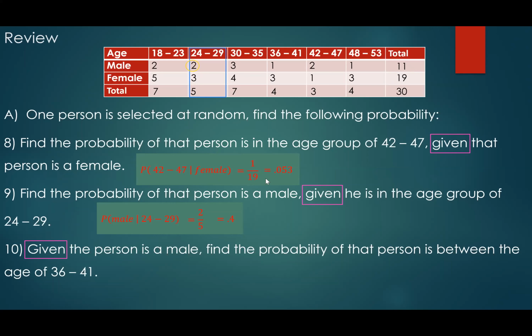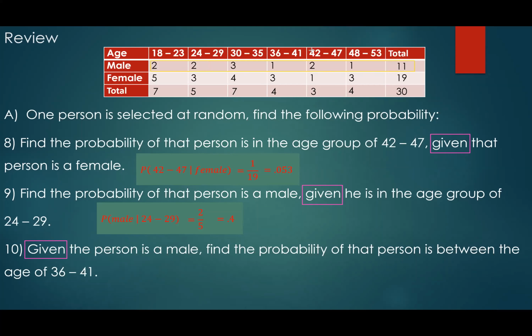So if you look at number 10, again, what follows the word given? What is given to us here, or what condition do we need to worry about first? Hopefully you say, well, given the person is a male. Do you agree that male is the first condition that I need to take?